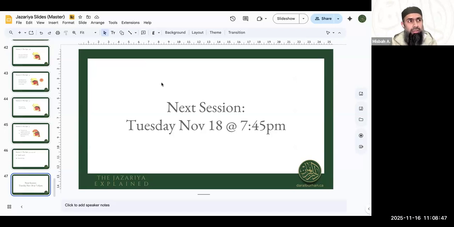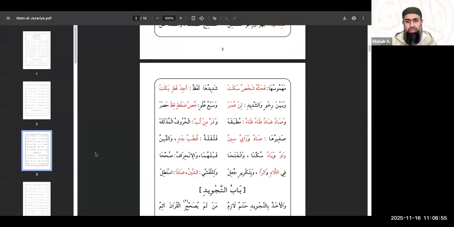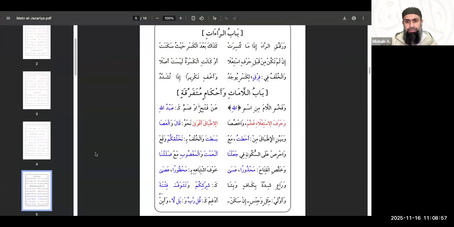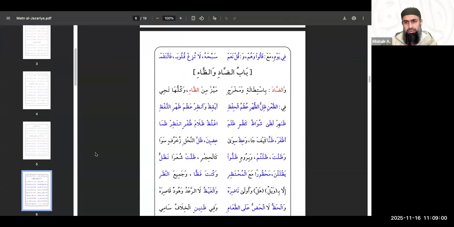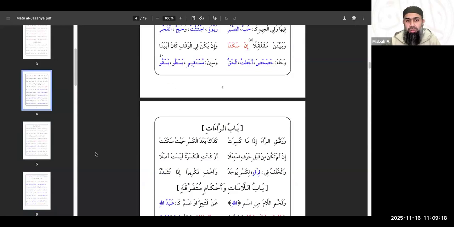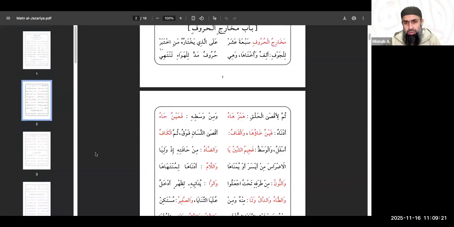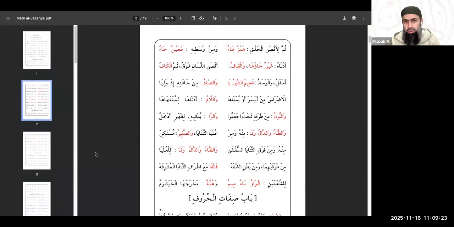والضاد باستطالة ومخرج ميز من الضاء وكلها تجي. This is what the Imam will tell us in the section on الضاء: والضاد باستطالة ومخرج. ضاد by استطالة, we will discover استطالة next class. ومخرج, and from its مخرج, ميز, separated, clarified, okay, from الضاء. Absolutely no reference to الأضراس, no usage of molars, the gums at the molars.